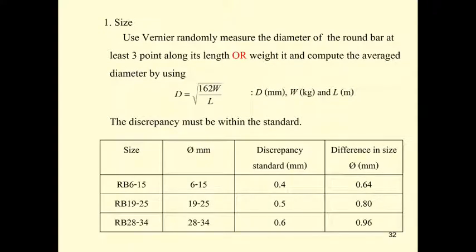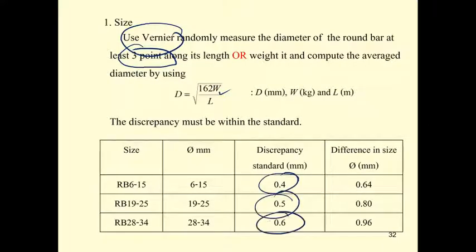You have two ways to determine the diameter. You may use a vernier as you did in the lab, measuring at 3 points and taking the average. Or you may weigh it and put it into this equation. And the discrepancy is this. It cannot be larger than this.